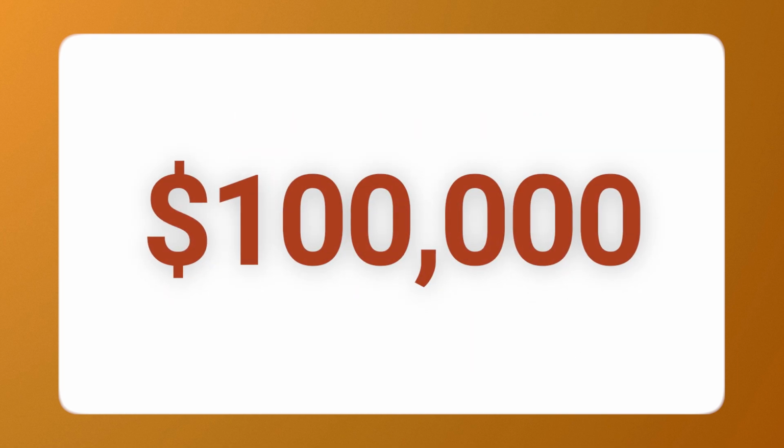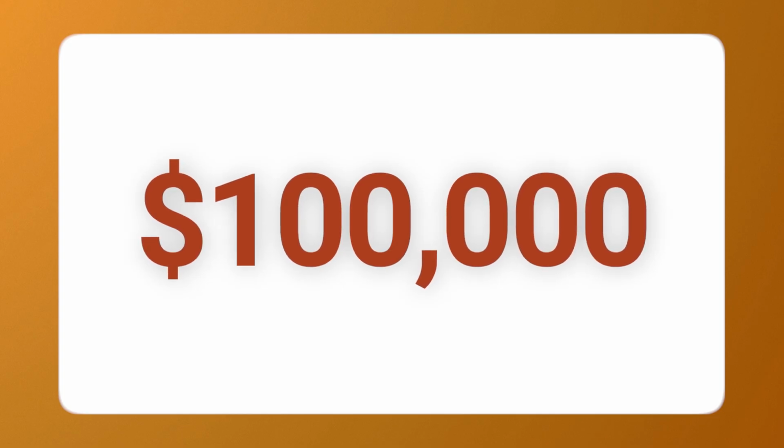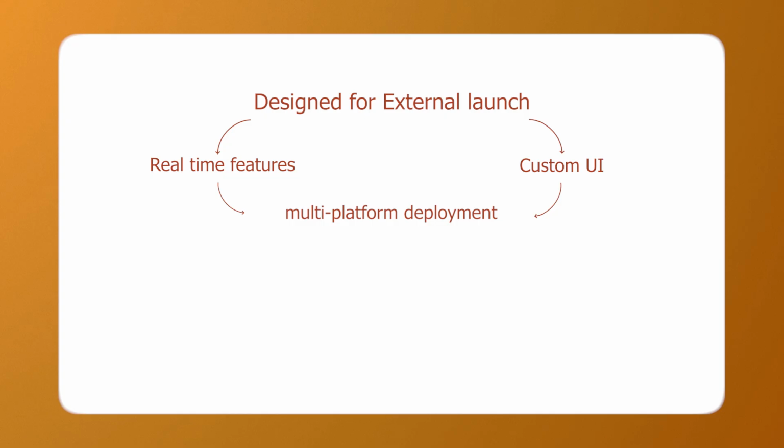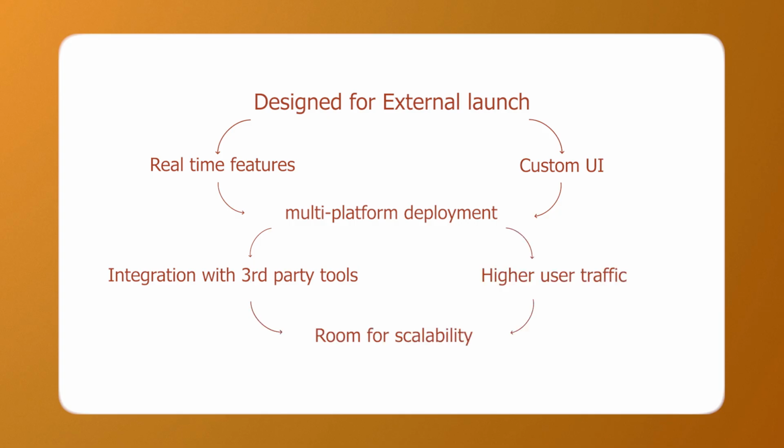At $100,000, you can think of a scalable version 1, which is designed for external launch, and these apps include real-time features, custom UI, multi-platform deployment, and integration with third-party tools like analytics or payments. They can also handle higher user traffic and offer room for scalability.